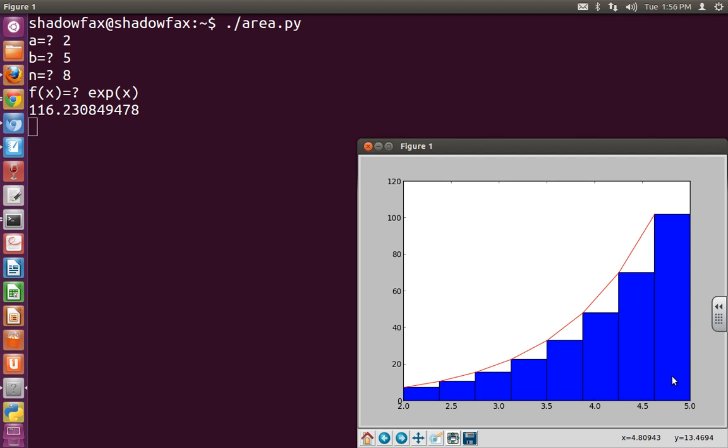EXP is a Pythonic name of e to the x, the function e to the x. Did you now? Who didn't get 116? Really? Did anyone get 116? Okay. All right, let's see. It's 116, right? Let's go back to the code.